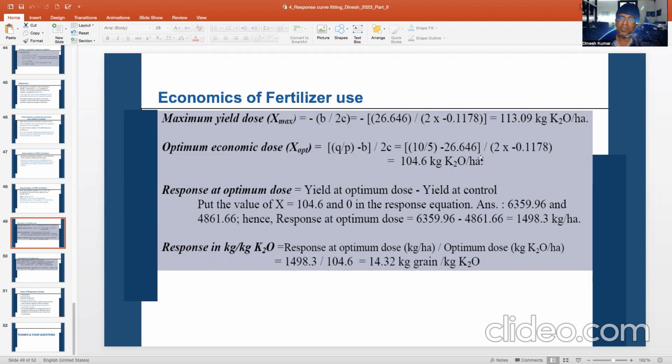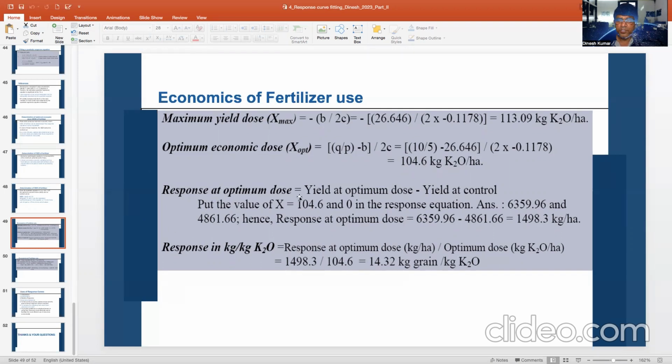So you can see that in practical sense, your maximum yield dose was 120 kg. But economic returns you will get at 104.6 kg K2O per hectare. So this is the optimum economic dose where you will get maximum returns. Now, there are some further calculations for the students. Sometimes they are asked in exams, what is response? So response with respect to fertilizer at optimum dose.